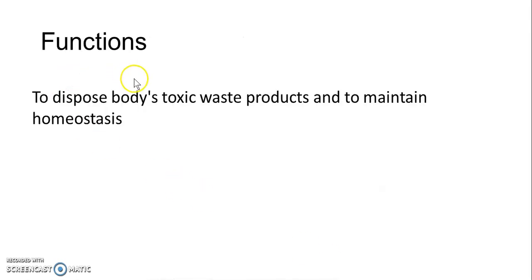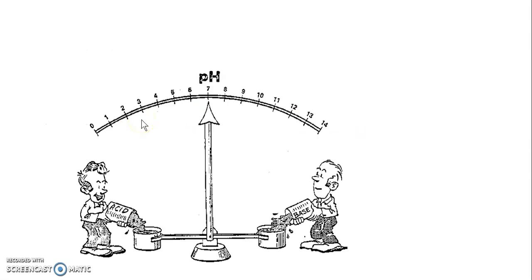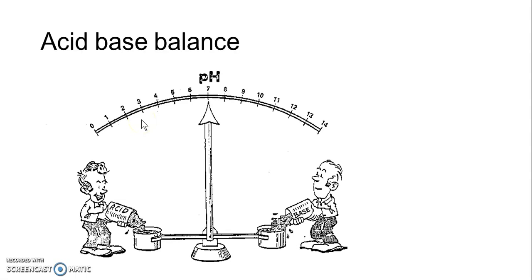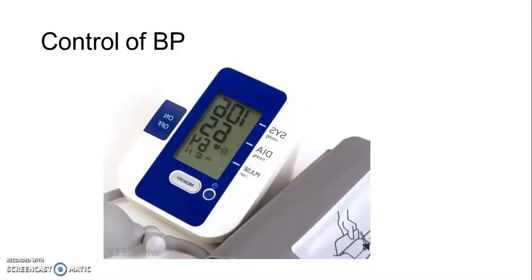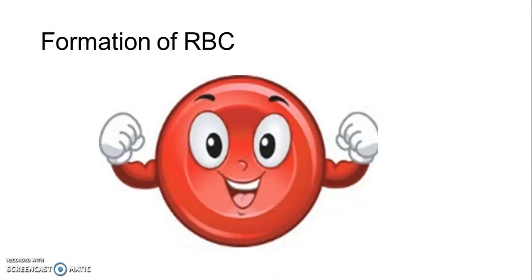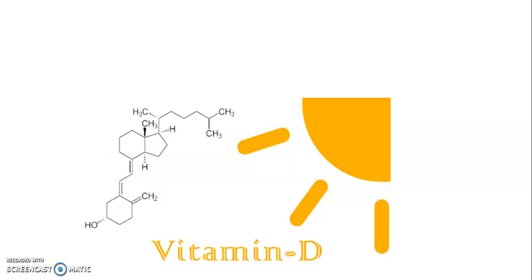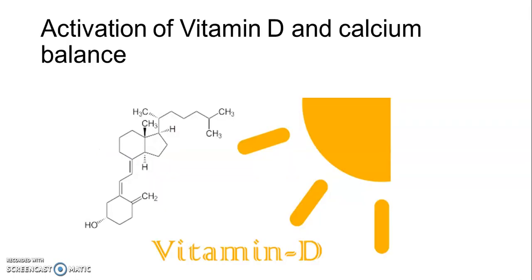The function of the urological system is to dispose of the body's toxic waste products and to maintain homeostasis, like acid-base balance, electrolyte balance, control of blood pressure, formation of RBC, activation of vitamin D and calcium balance.